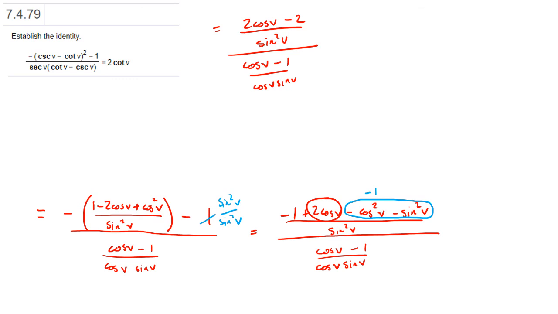One thing I can do is resolve now the fact that I have one fraction over another fraction. Okay, so this can be called 2 cos v minus 2 over sine squared v times cos v sine v over cos v minus 1. All I've really done at this point is said division by one fraction is multiplication by its reciprocal. And now we have some nice things that happen. For example, I can factor a 2 out of the 2 cos v minus 2, leaving behind this.